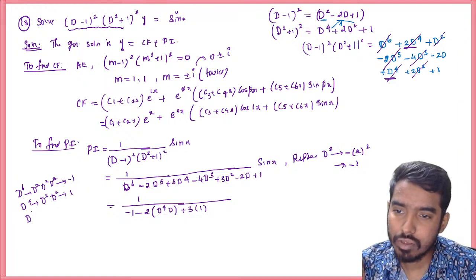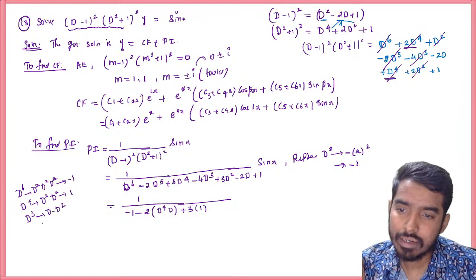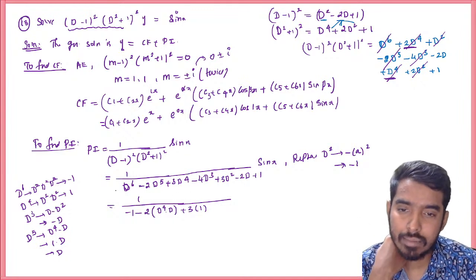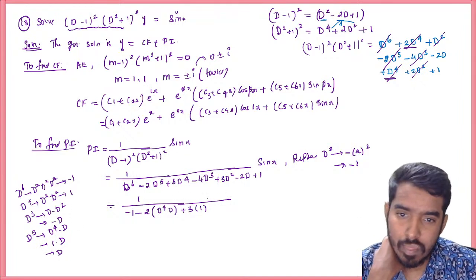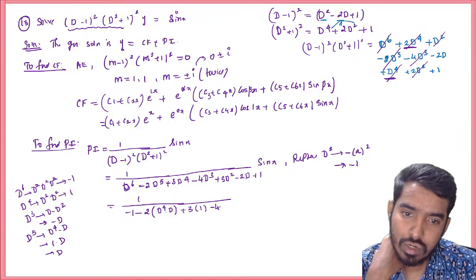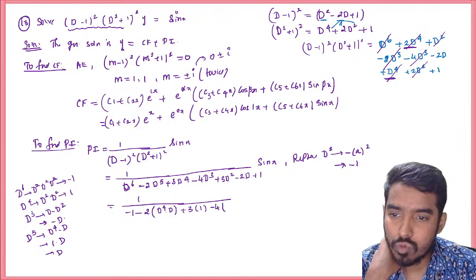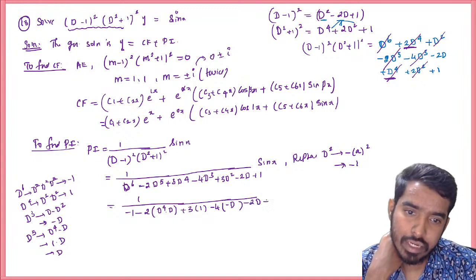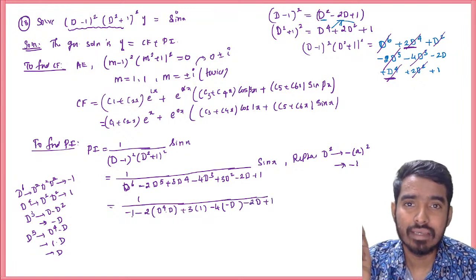And what about d cube? d into d square. So d square is minus 1. So d cube is minus d. What about d power 5? d power 4 into d. d power 4 is 1. So 1 into d, which is d. This is what I'm writing here. Minus 4 times d cube. So d cube is minus d, minus 2d plus 1. That is what I said in the previous problem itself, right?